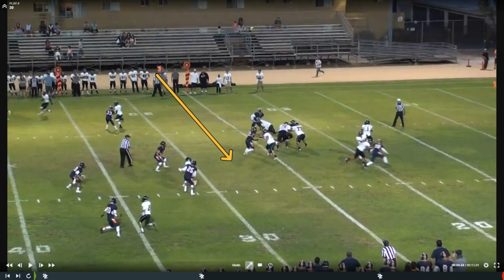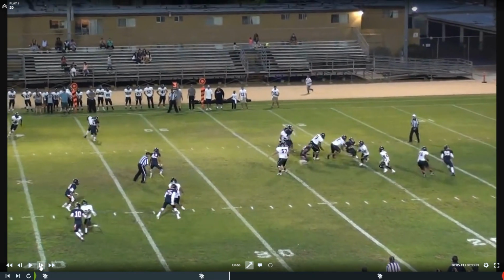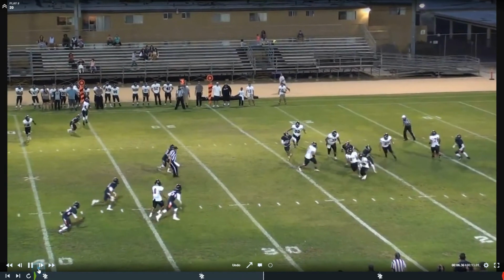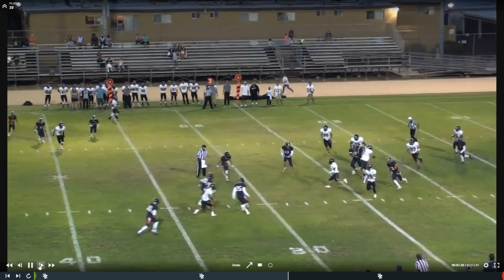So he may be looking at that. That's closer to his original key. But regardless, nobody is watching this guy. And so let's watch what he does. He stops. He comes across the field. I think he's looking for a pass at this point. Then when he realizes that the quarterback is scrambling, he starts heading back towards the pile.